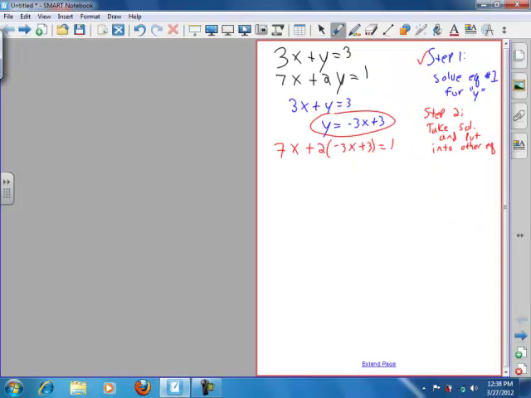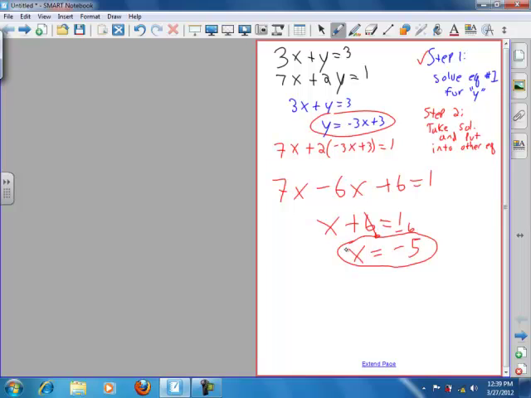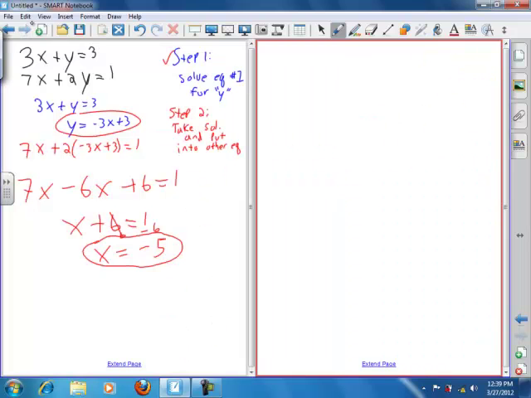Now I like to go to 2 pages, so I have more space here. Let's go ahead and solve this. Maybe it's a little small. So tell me what I'm going to have. 7x plus minus 6x plus 6 equals 1. 7 minus 6 is x, plus 6 equals 1. Then we want the 6 on the other side, so it should be 5, but negative, because we subtracted here and we subtracted here. So x is equal to minus 5. That is the end of step 2, okay?